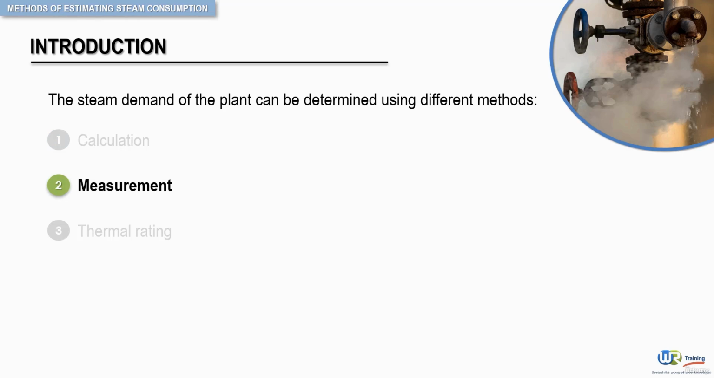Here, steam consumption may be determined by direct measurement using flow metering equipment. This will provide relatively accurate data on the steam consumption for an existing plant. However, for a plant which is still at the design stage or is not up and running, this method is of little use.